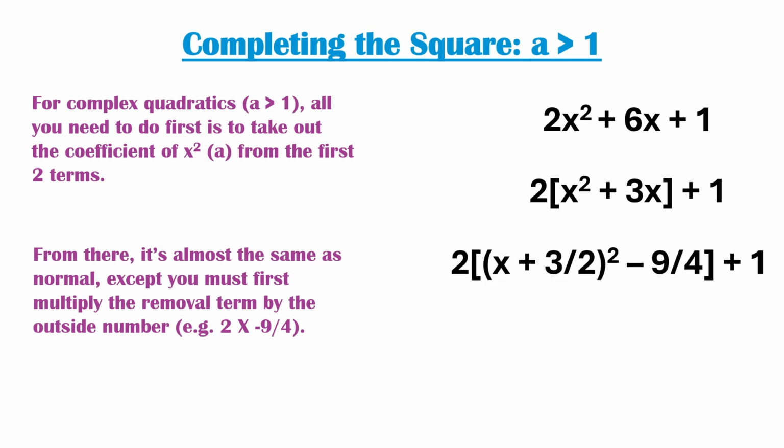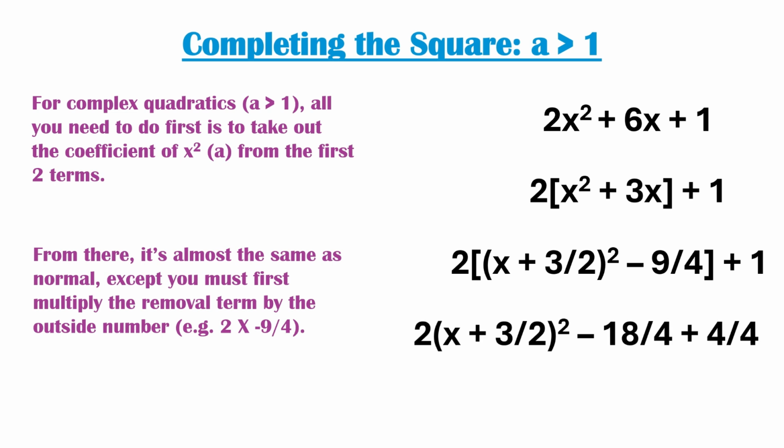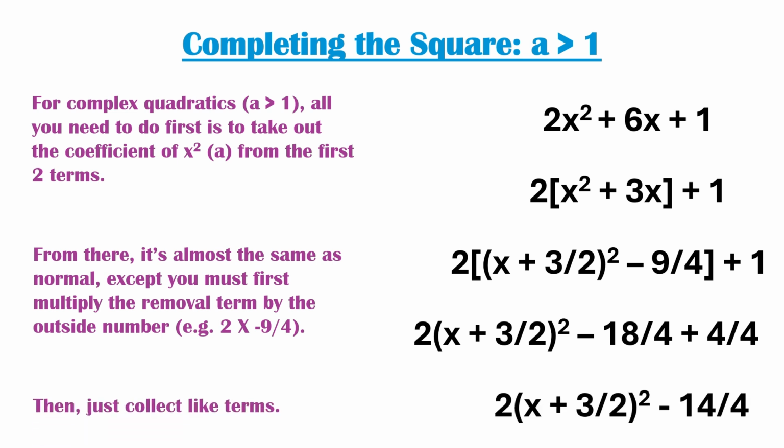So you halve it, so 3 over 2, square it, and subtract it. What you need to remember then is to multiply that outside bracket back into your subtracted number. So we're getting minus 9 over 4 times 2 is minus 18 over 4. And then you're just collecting like terms to get 2 brackets x plus 3 over 2 squared minus 14 over 4.